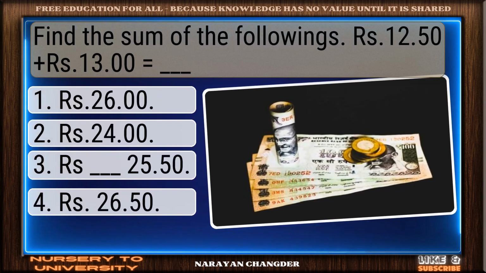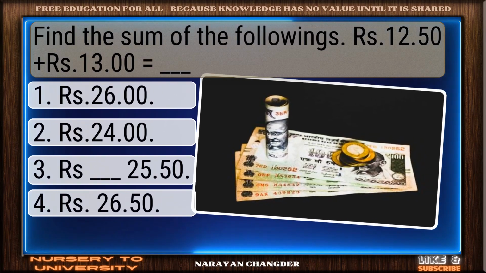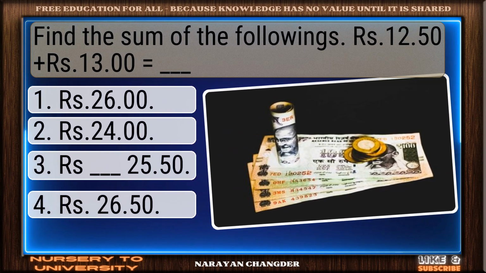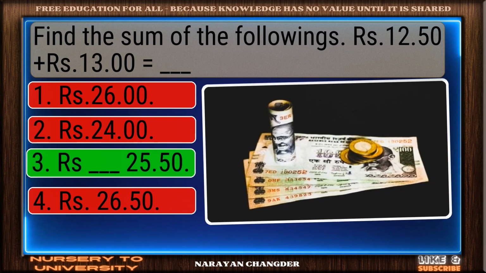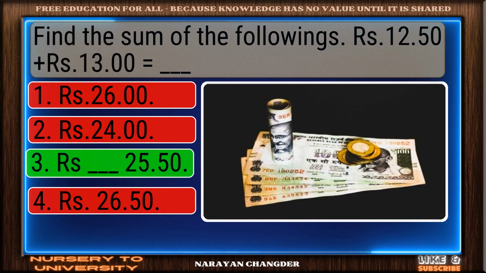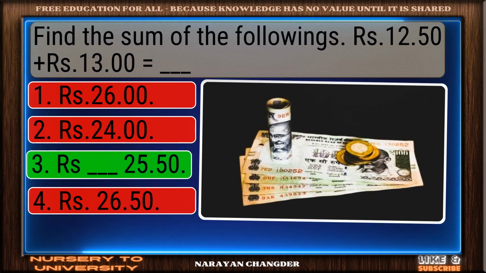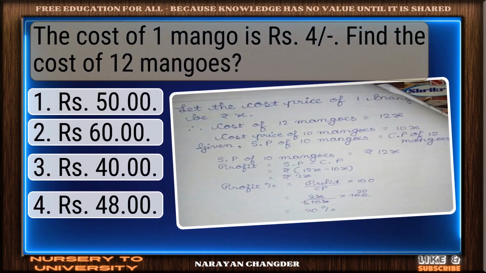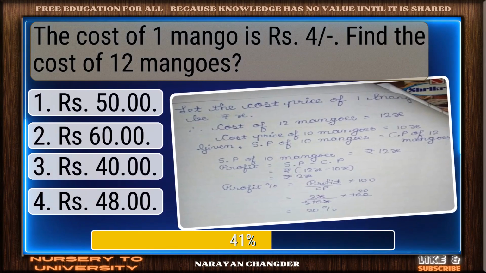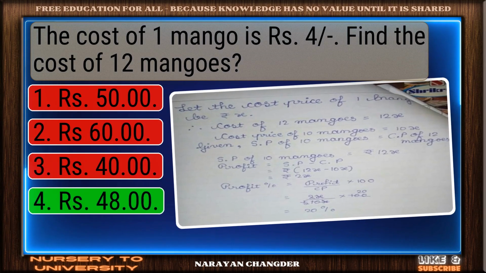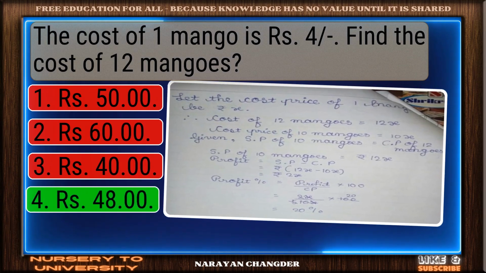Find the sum of the following. Rs 12.50 plus Rs 0.30 plus Rs 12.70 equal to dash. Sharp thinking. Rs 25.50 is the right choice. The cost of one mango is Rs 4. Find the cost of 12 mangoes. Nicely done. Rs 48 is a solid answer.